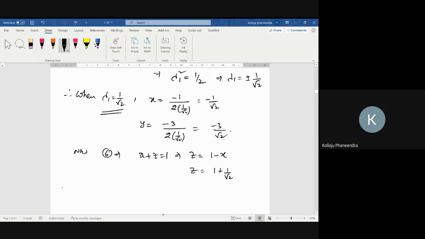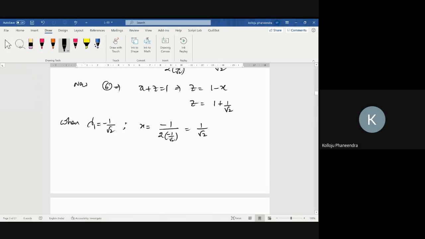Now negative 1 by root 2. When lambda 1 equal to negative 1 by root 2, what is x equal to? Minus 1 by 2 into negative 1 by root 2. That is 1 over root 2. Isn't it? Right. And coming to y, this is minus 3 by 2 into negative 1 by root 2, so this is 3 by root 2. And z is 1 minus x, so 1 minus 1 by root 2. These are the values. Okay.